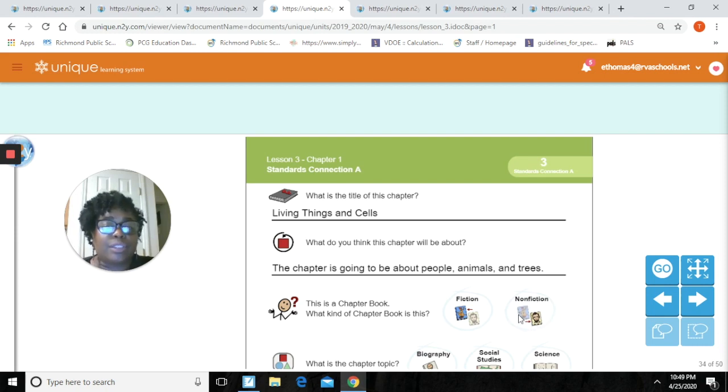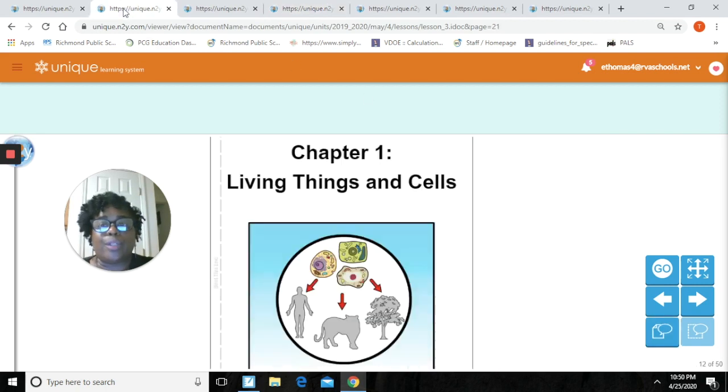That's what nonfiction means. If you see here, this is a picture of Abraham Lincoln, and we know that Abraham Lincoln was one of our presidents. So now we have to determine what kind of chapter book is this, fiction or nonfiction. So let's go back over here. Living Things and Cells.